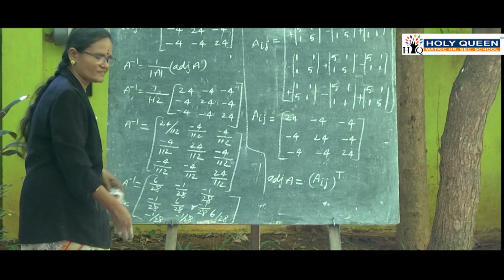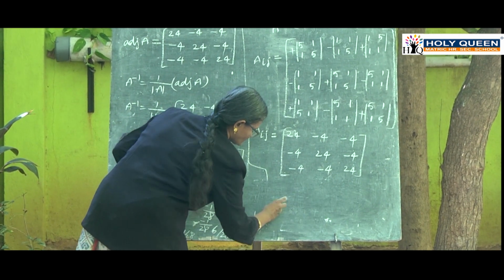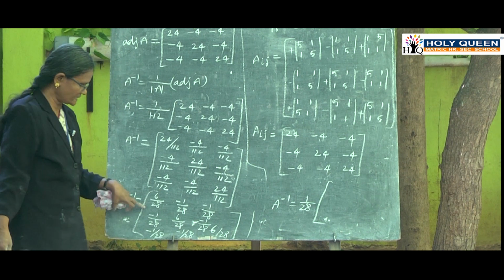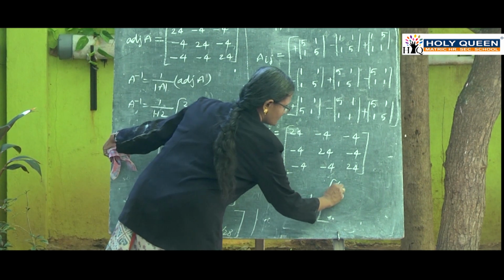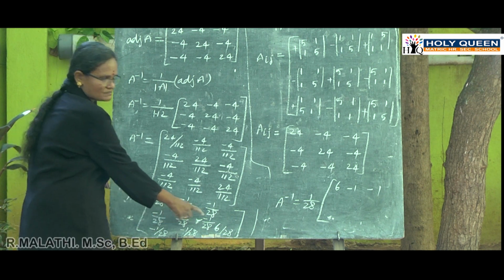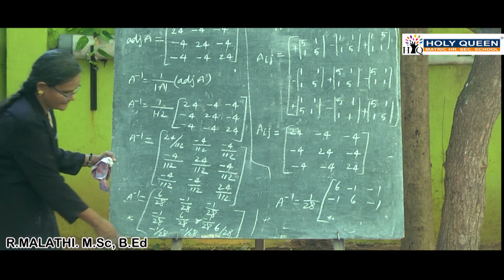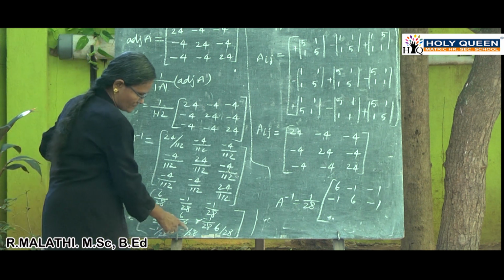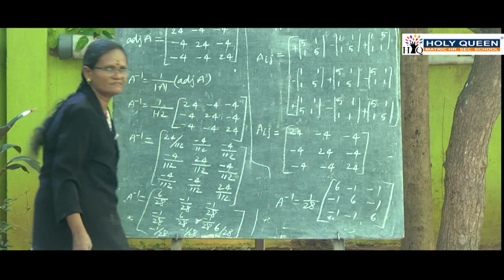Taking 28 as the common factor, we get A inverse is equal to 1 by 28 into, 28 as the common denominator, taking out 28: 6, minus 1, minus 1. Consider the second row: minus 1, 6, minus 1. In the third row, 28 as the common denominator, taking out 28, what are the elements? Minus 1, minus 1 and 6. This is A inverse.